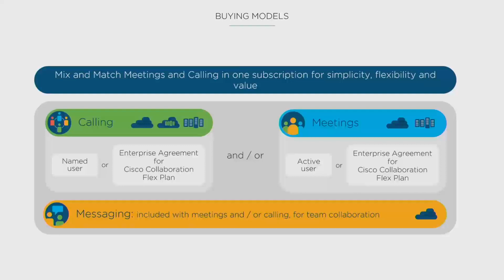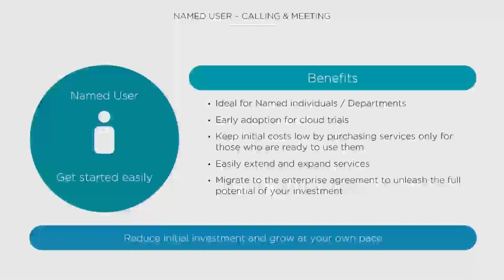So let's look at some of the buying models in a bit more depth. So you've got the named user. Now this is relevant for calling and meeting. It's really ideal if you want to test some new features. So for example, you want to test out cloud calling, or you want to test out conferencing for a sub-department or a few individuals. A named user may be useful for a new office as well, for that matter. One of the key benefits of Flex is it allows you to modify the term during the contract. So for instance, if you want to migrate all other users to either the calling or the meeting component.